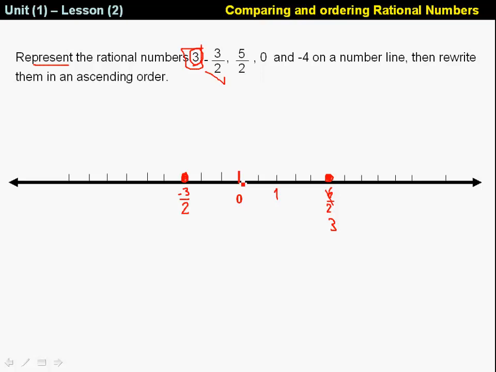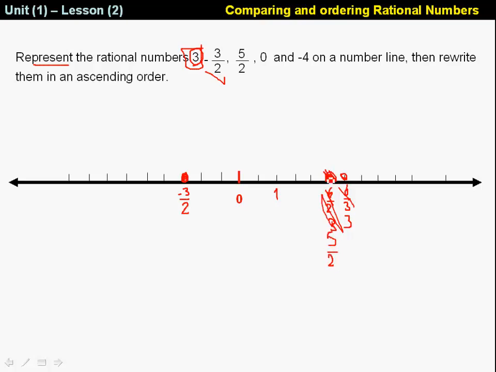5 over 2. 1, 2, 3, 4, 5. This one is here, which is 6 over 2. We drew it in the wrong place. This is wrong. It must be here. And this is the 1, 2, 3, 4, 5. And this one is 5 over 2.